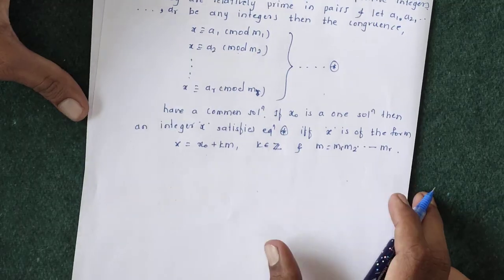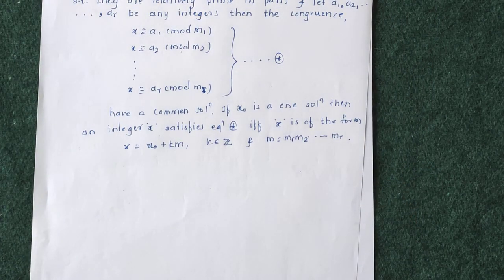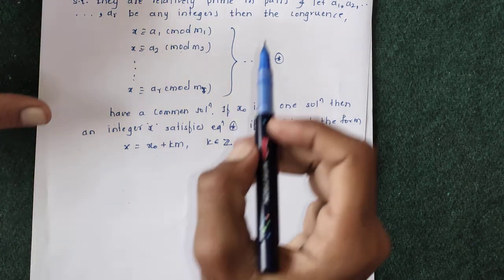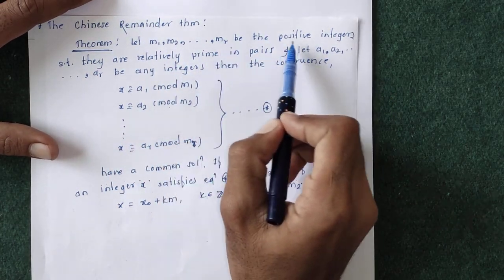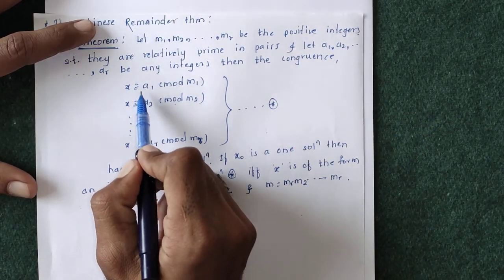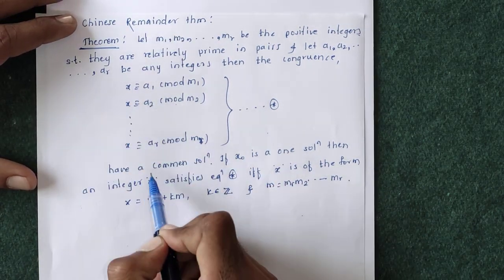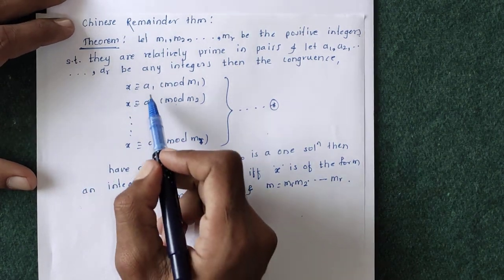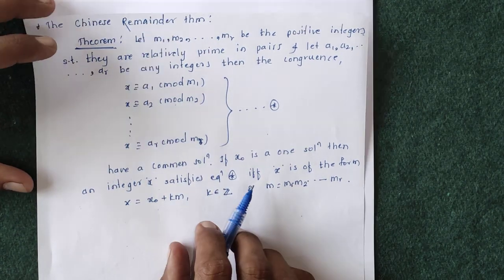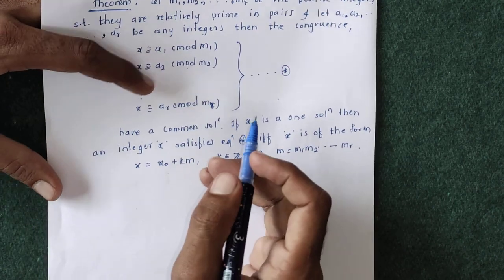So in this theorem we are given that m1, m2, up to mr are positive integers and they are relatively prime in pairs. Also we are given that a1, a2, up to ar are any integers, so there is no restriction on the ai's. Then these simultaneous congruences 1, 2, 3 up to r have a common solution x naught, and if x naught is the first common solution, then other solutions are of the form x naught plus km, where k is any integer and m is the multiplication of all these m1, m2, up to mr.